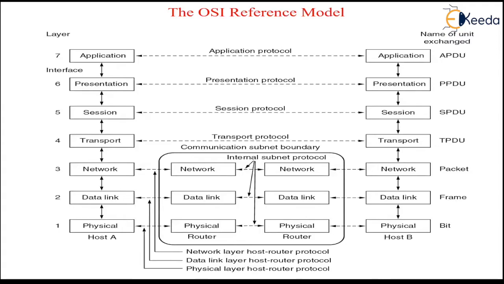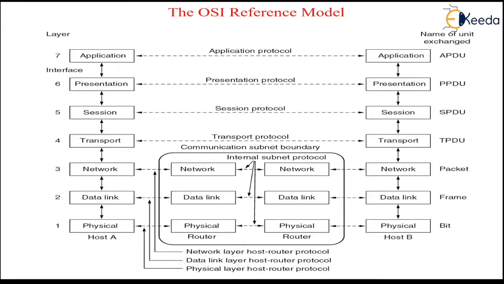Then the physical layer also deals with data rate and baud rate. Data rate is nothing but the number of bits transmitted per second, and baud rate is nothing but the number of signal alterations per second. Baud rate may be equal to or greater than bit rate. Then the physical layer defines the duration of a bit.